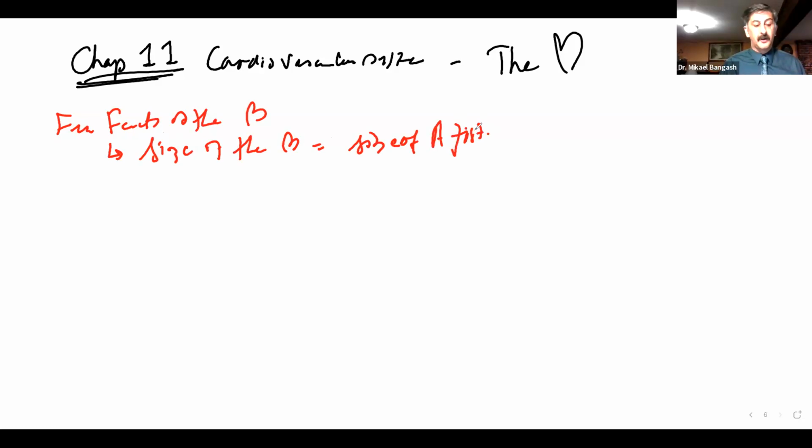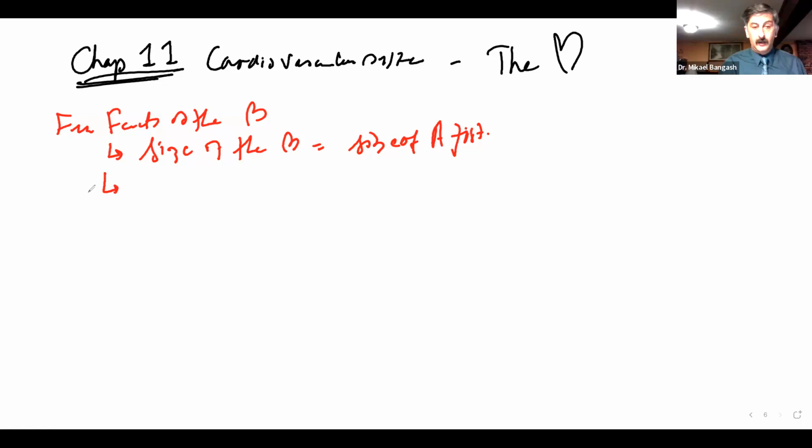Now, for that respective person, you can't say the size of my heart is going to be the size of my 3-year-old child's fist. The size of your heart is going to be the size of your own clenched fist. Is that clear? Yes. Good.